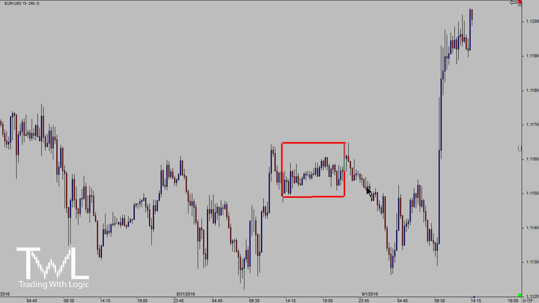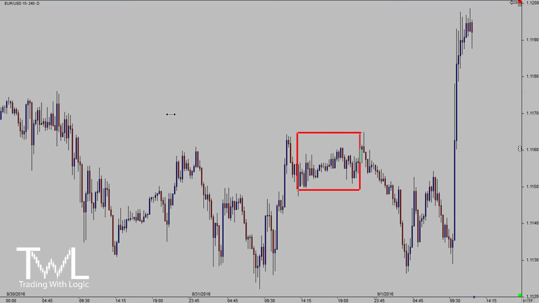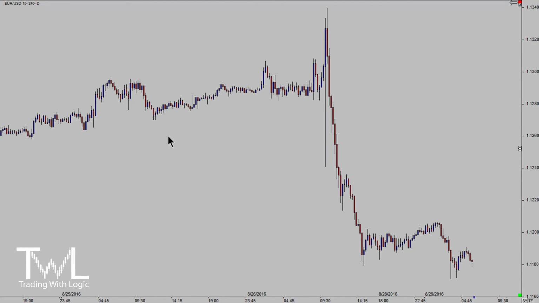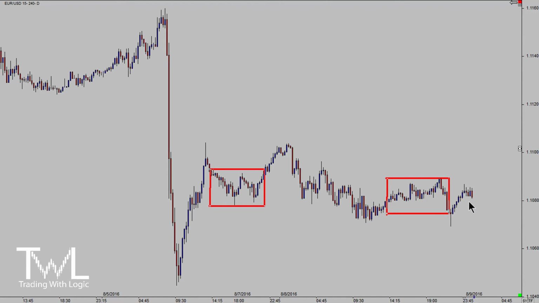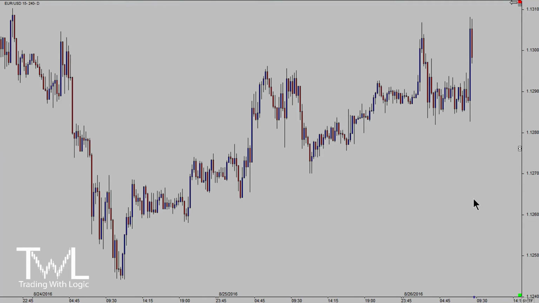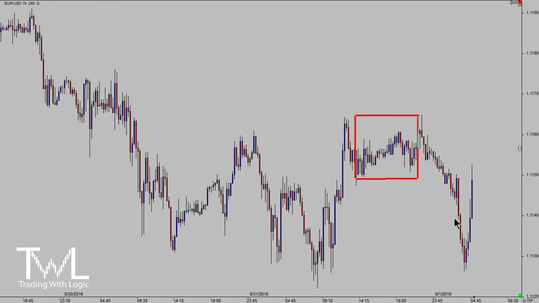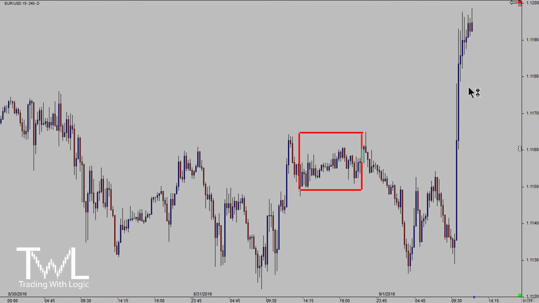September 1st, 2016, the price goes down and then goes up. Do you remember that we already saw this? But not with the same form, but it was the same process. September 1st, 2016 is exactly the same thing as August 9th, 2016. The price went down and then went up. Let's go back to September 1st. The price goes down and then goes up. As you can see, the price followed the same process, but the forms were different.